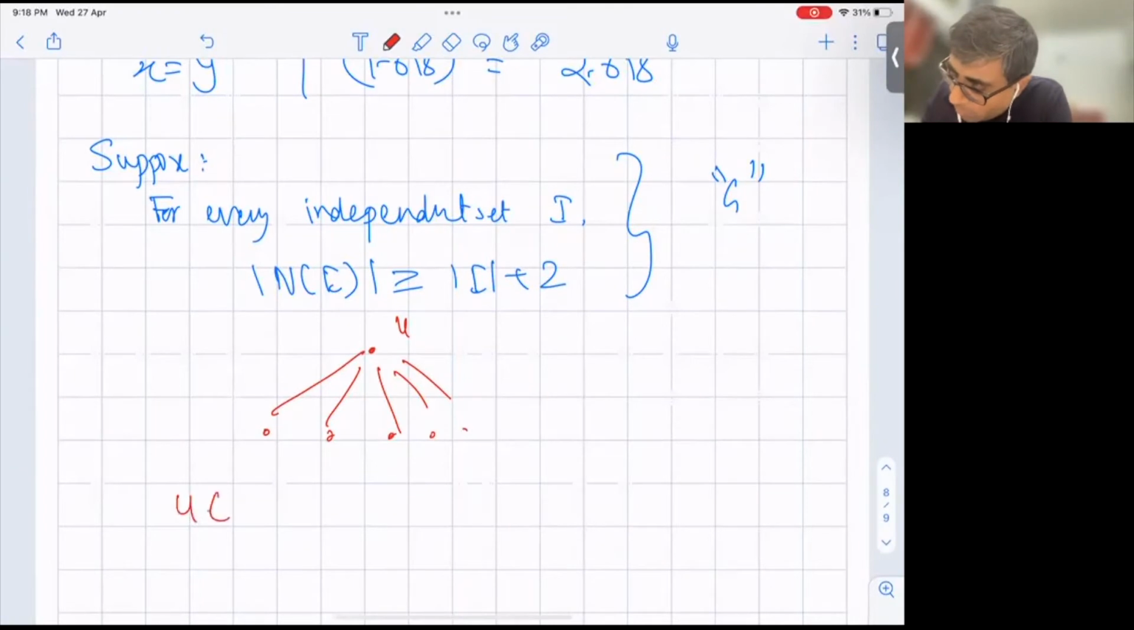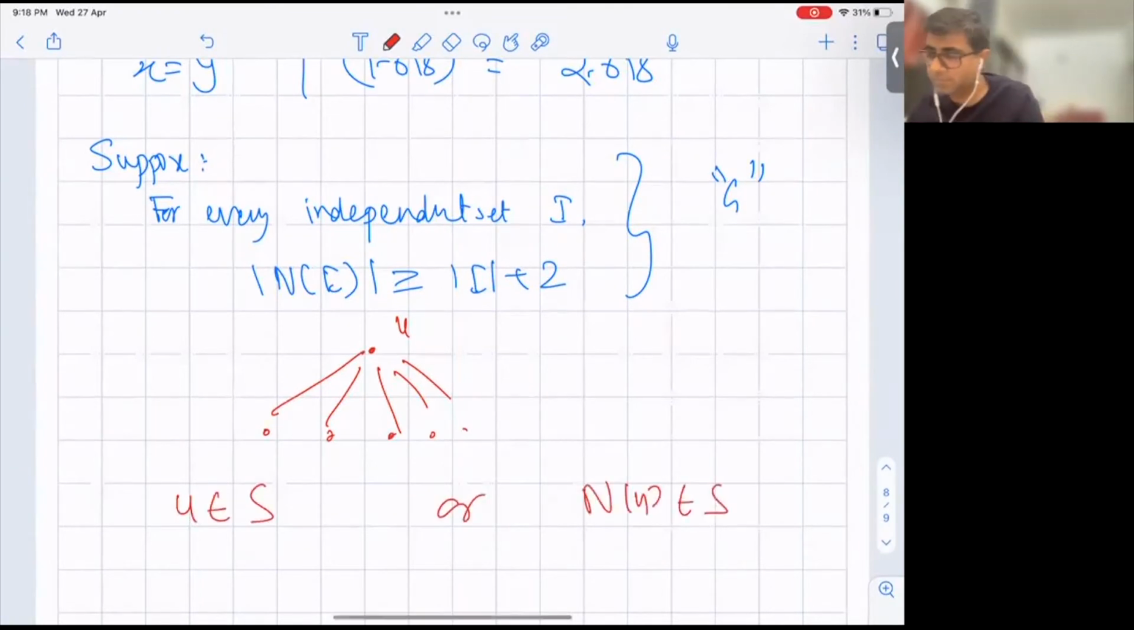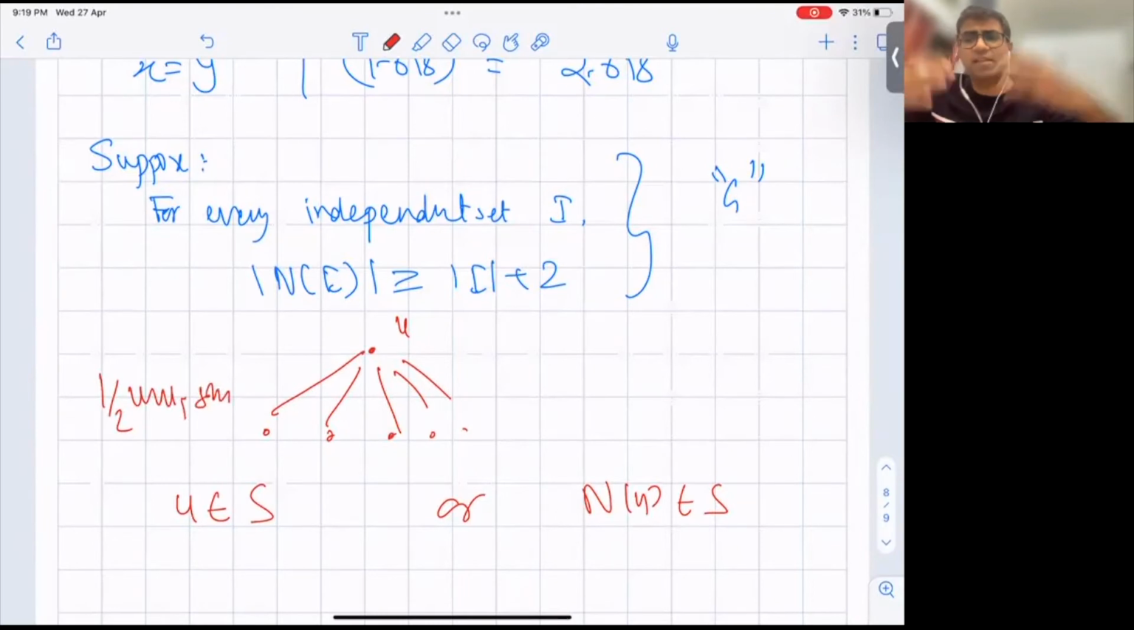Either u belongs to the solution or N of u belongs to the solution. Now we are in the all-half unique solution case. Else we apply the reduction rule as before. Now, if this is the situation, I would like to see how my LP value will change. You understand my point?